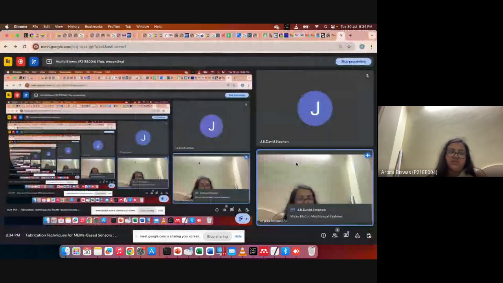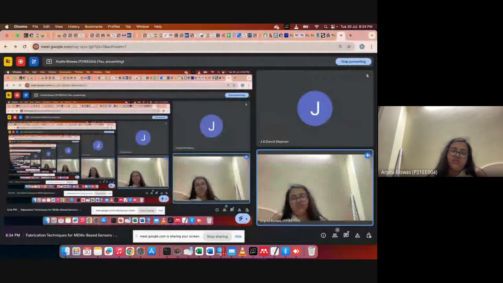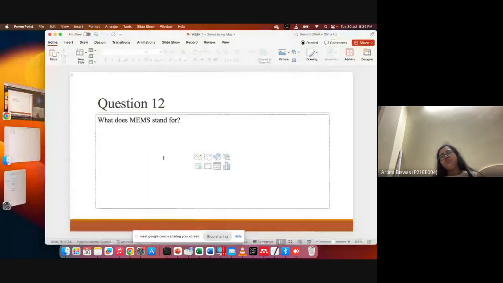Micro electromechanical system. Okay, this is actually only the full form of MEMS. Can you give a little bit of explanation? What do you understand about this word? Not only the full form, is there anything extra you know about MEMS? What is MEMS? Where is it used? This type of explanation.